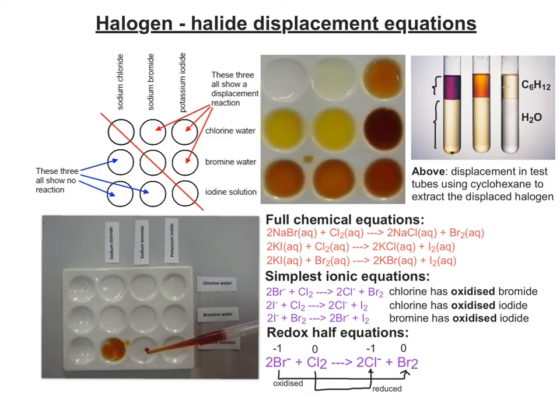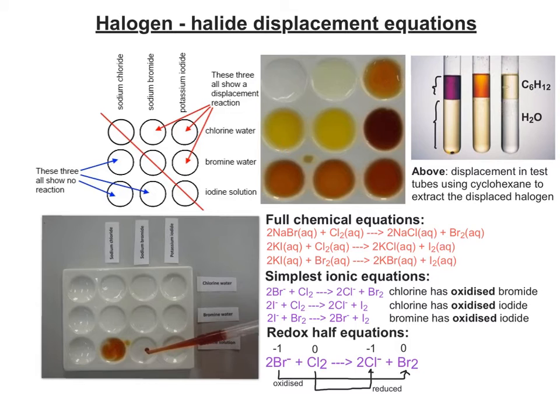So the first thing you're doing when doing a redox half equation is working out what's been oxidized and what's been reduced. So like we've done before, we use oxidation numbers. You assign oxidation numbers to everything and decide what's been oxidized and what's been reduced. So just to recap, oxidation is when you get an increase in the oxidation number, beg your pardon.